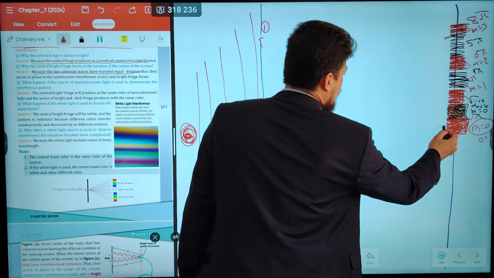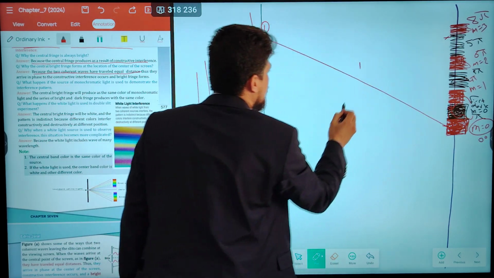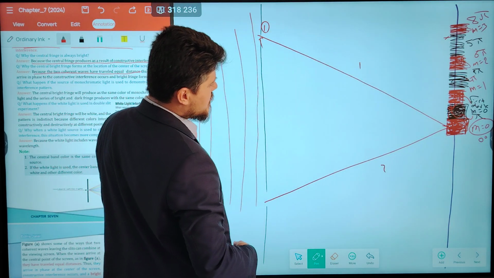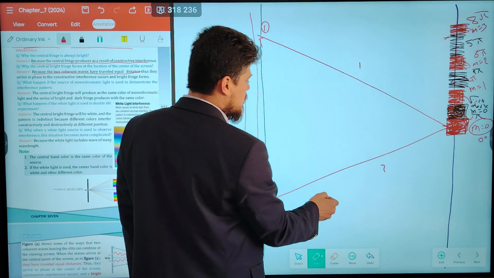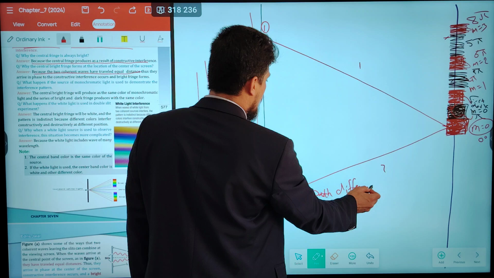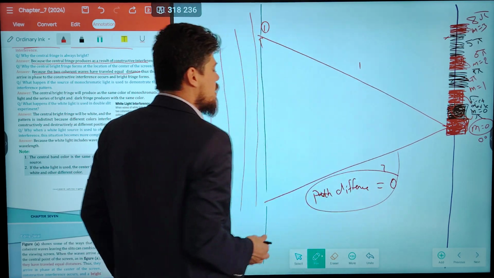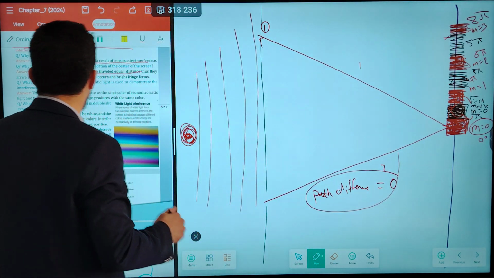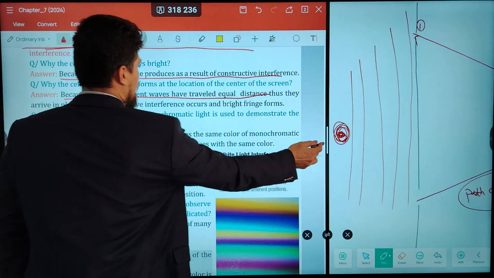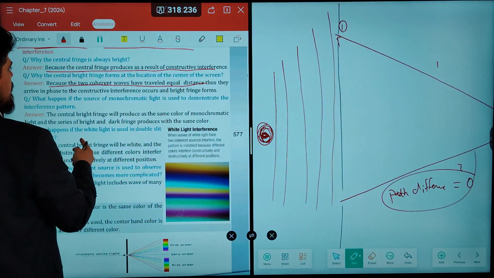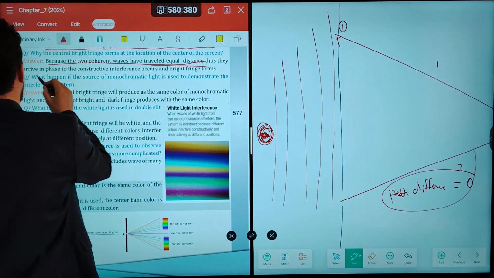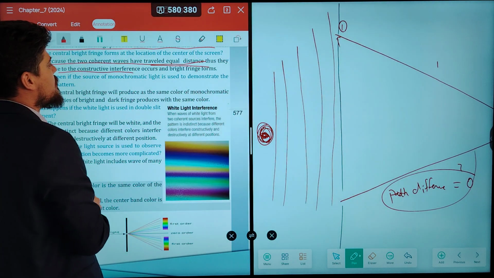Look, the central maximum. This is wave number 1. This is wave number 2. Which one has more distance from the slit? Same. If they are the same, path difference is equal to what here? Do we have path difference? No. Path difference is equal to 0. The two waves traveled the same distance. Okay? Because the two coherent waves have traveled equal distance, they arrive in phase, so constructive interference occurs and a bright fringe forms.